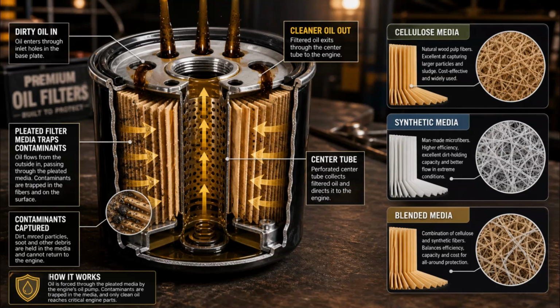The second major difference is the filter media. Filter media is the material inside the filter that traps particles. It is usually folded into pleats to create more surface area. More surface area means more room to catch dirt while still letting oil flow. Some filters use cellulose media, which is a paper-based material. Some use synthetic media, made from man-made fibers. Others use blended media, which combines both. Synthetic and blended media often appear in higher-end filters, but the exact performance depends on the design, not just the words on the box.